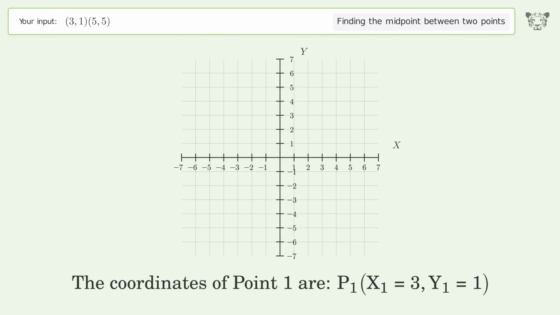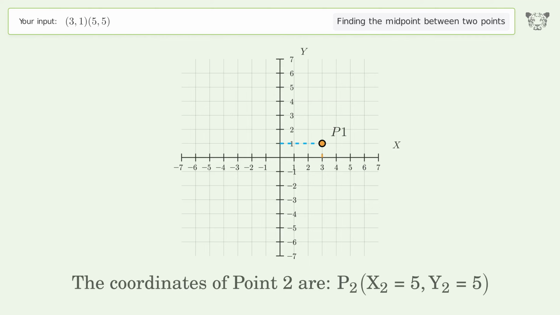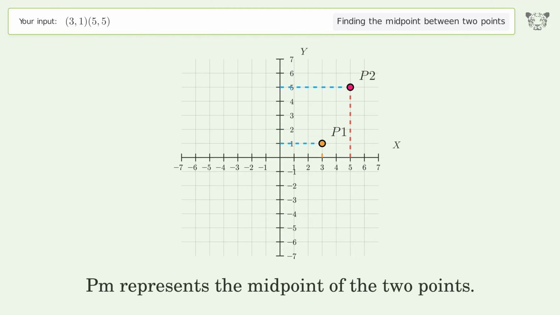The coordinates of point 1 are x1 equals 3, y1 equals 1. The coordinates of point 2 are x2 equals 5, y2 equals 5. PM represents the midpoint of the 2 points.